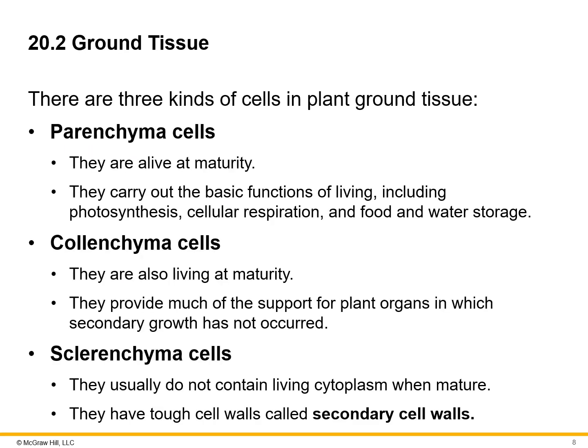Now in the ground tissue, starting with that, we have three kinds of cells that make up ground tissue. We have parenchyma. This is alive at maturity, and it carries out the basic functions. So things like photosynthesis, going through cellular respiration, and then storing water and food. Then the collenchyma, which is also alive at maturity. This is providing support for the plant in which that secondary growth has not yet occurred. So before it gets kind of stabilized with that lateral growth, the collenchyma kind of helps support those plant organs.